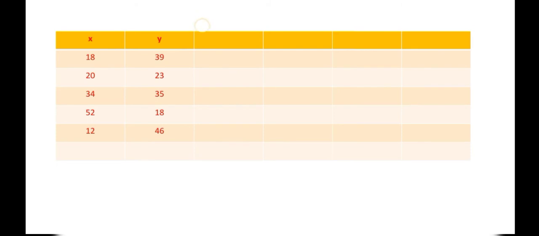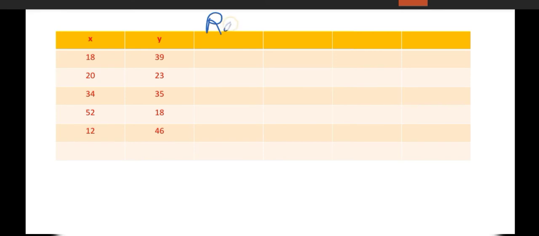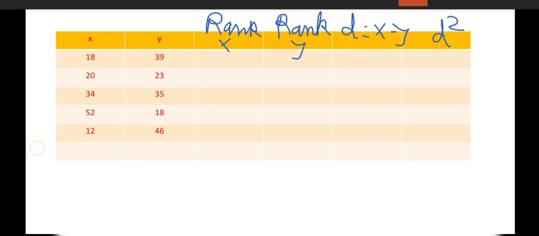The first column will be the values of x, second column will be the values of y. Now here, as it is rank correlation coefficient, the third column will be rank x, fourth column will be rank y, then we need to find out d, which is equal to x minus y, and the last column will be for d square.